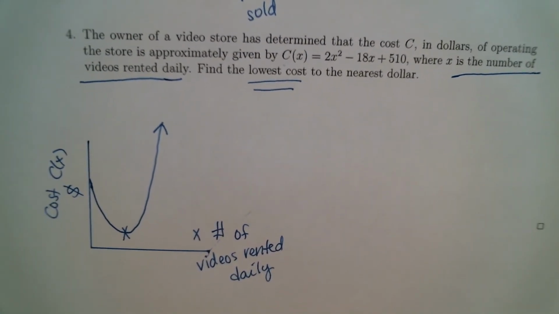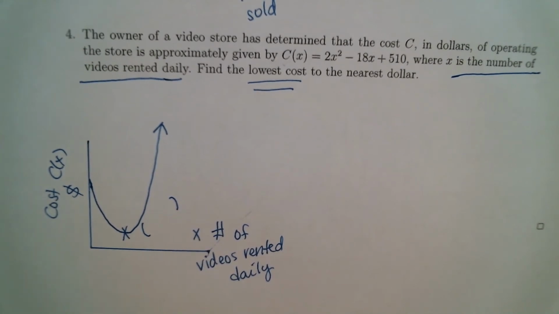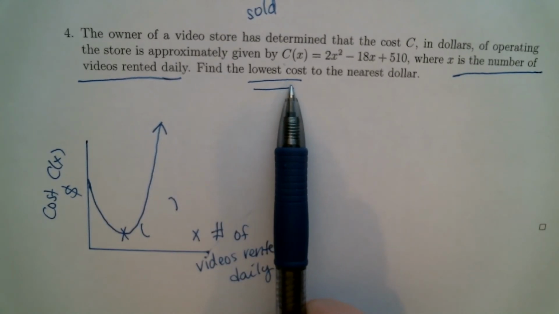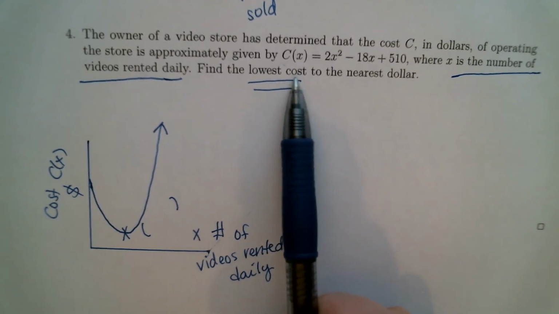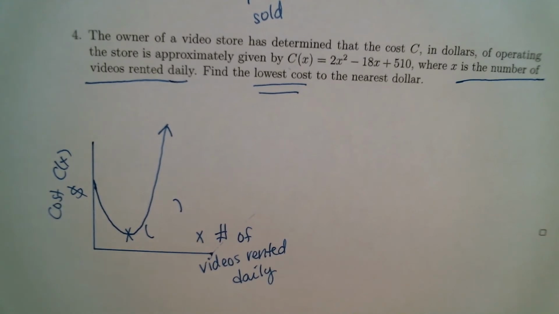Okay, we want to calculate the vertex, which again has 2 coordinates, an X coordinate and a Y coordinate. So we need to read the question again to figure out if we need to calculate the X coordinate or the Y coordinate. We are being asked to find the lowest cost to the nearest dollar. So we're looking for the lowest cost, and the Y coordinate is what's measured in dollars, or tracking the cost. So we actually need to calculate the Y coordinate of the vertex here for our final answer.